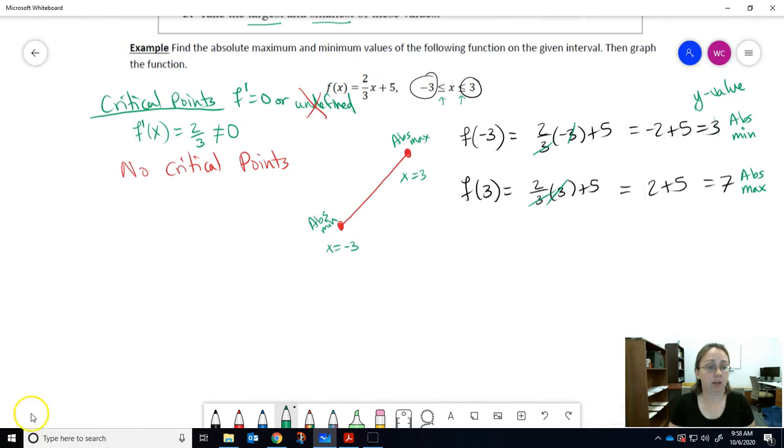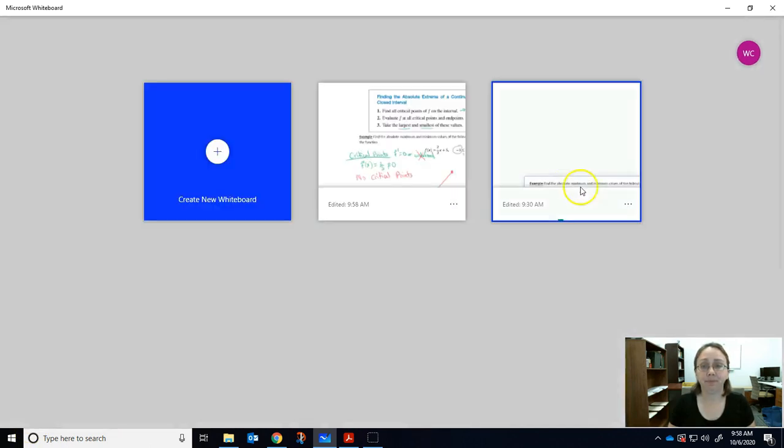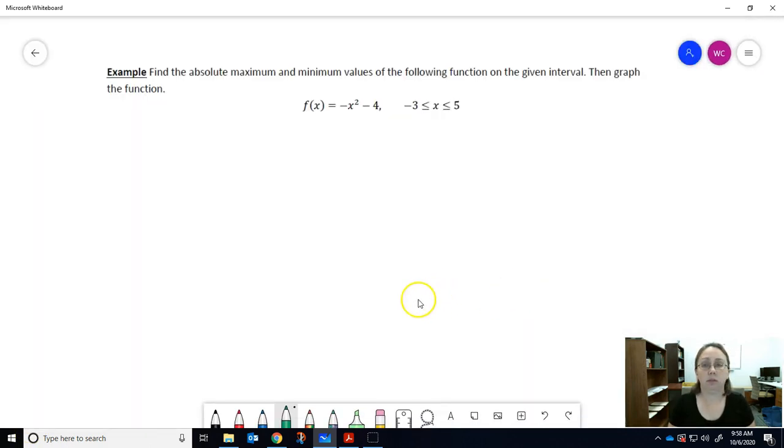All right, let me bring up another one. Find the absolute max and min for the following function. Now this one's not a straight line. This one's actually a parabola. So if you know a parabola and you understand a parabola, you can work with that. But I want to show you how to follow the steps.